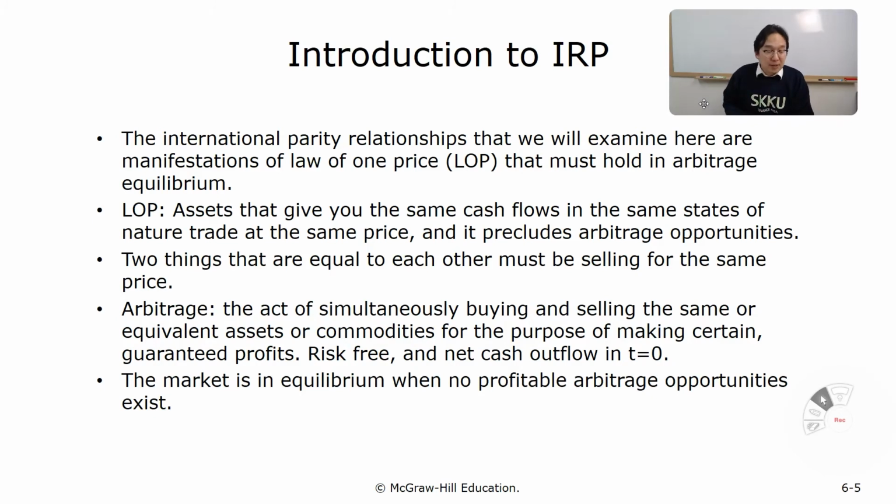And then arbitrage equilibrium. It says there should be no arbitrage opportunities between these two different investment opportunities. You are going to see what that means in more concrete ways. Then the law of one price. Either you call it LOOP or LOP, it does not matter. Law of one price, what is that? Assets that give you the same cash flows in the same states of nature should trade at the same price. And it precludes arbitrage opportunities. There should be no arbitrage opportunities.